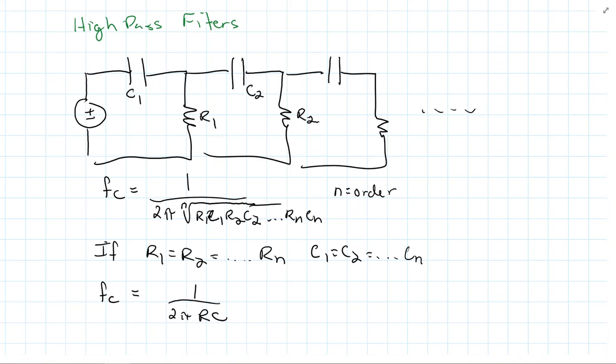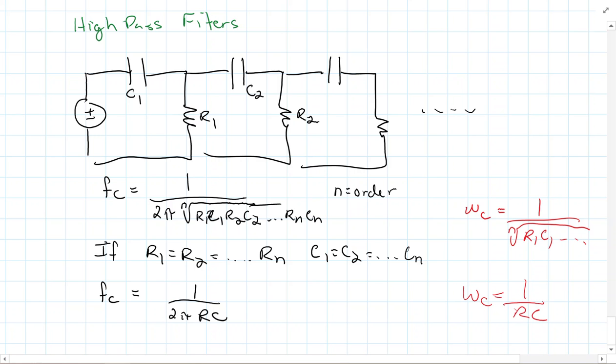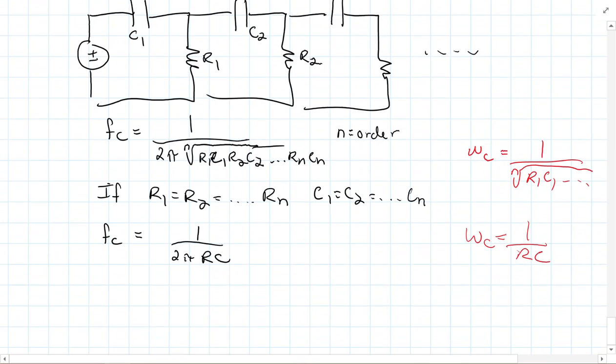Now, omegas I didn't write there because all you do is get rid of the 2 pi here. You just have 1 over the nth root of R1, C1, dot dot dot, and then omega c equaling 1 over RC. So, if they were all equal. Because again, all you're doing is getting a factor of 2 pi disappearing.